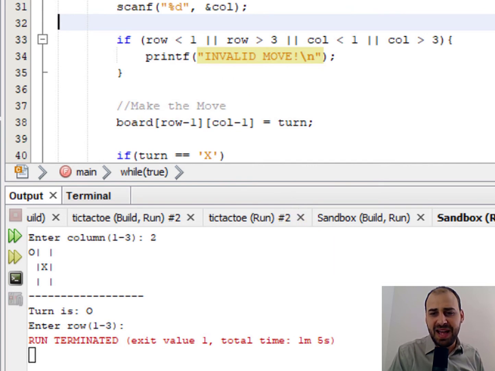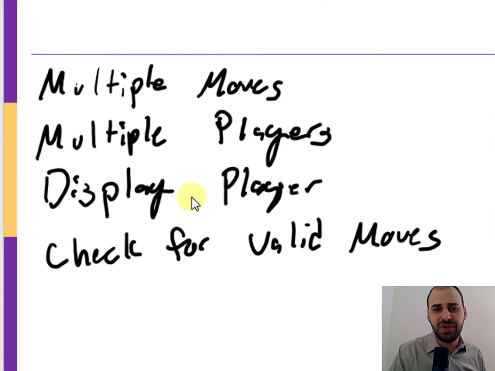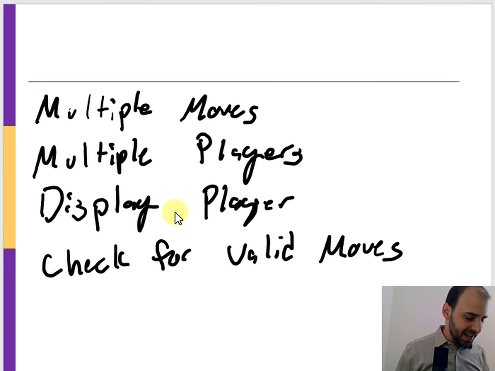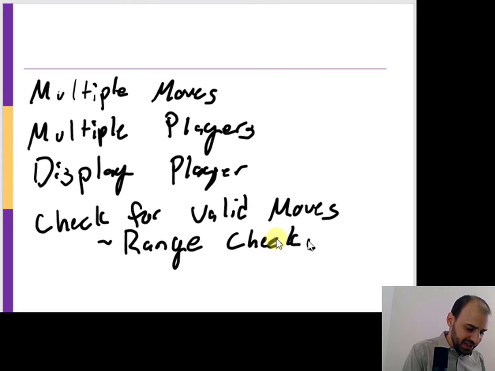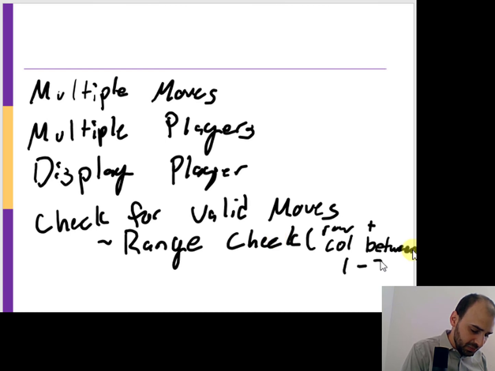All right, so if we come back to what we're trying to do next, for checking for valid moves, there's a couple pieces to this. There's a range checking piece, and that's effectively making sure that the row and columns are between 1 and 3. The other thing is we want to make sure, for checking for a valid move, that the space is available.